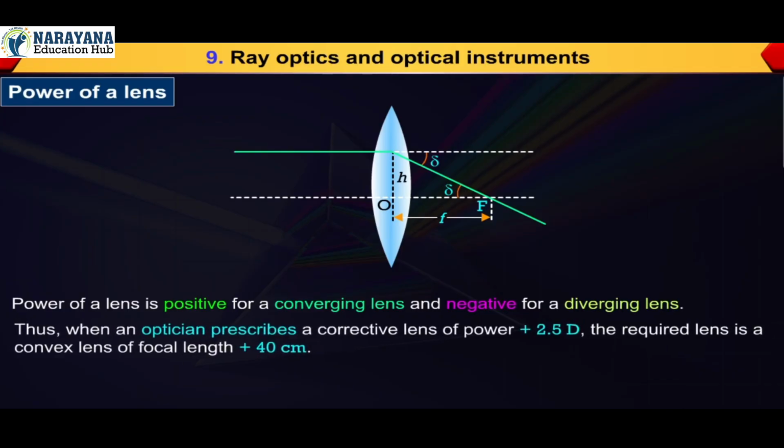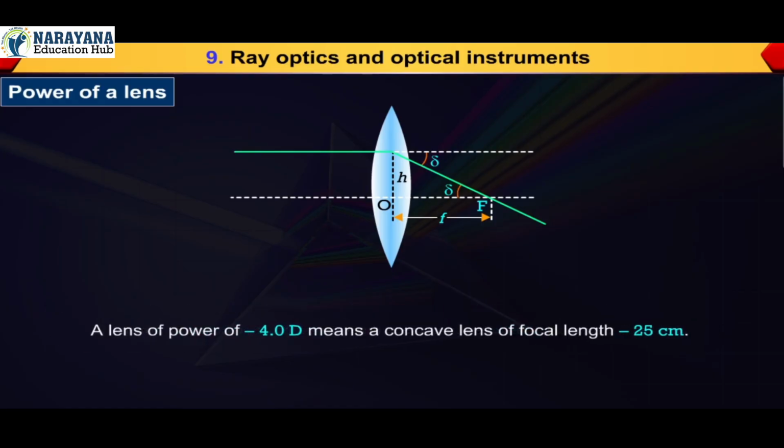Thus, when an optician prescribes a corrective lens of power plus 2.5 diopter, the required lens is a convex lens of focal length plus 40 cm. A lens of power of minus 4.0 diopter means a concave lens of focal length minus 25 cm.